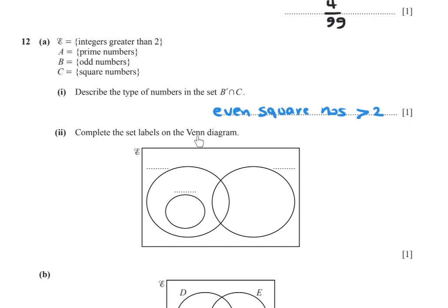Complete the set labels on the Venn diagram. So we need to know which one of them B, which one C, which is one A. So it's better to write the first elements from each set. The prime numbers greater than 2, which is 3, 5, 7, 11, and so on. The odd numbers greater than 2, so 3, 5, 7, 9, 11, and so on. The square numbers greater than 2, this means 4, 9, 16, 25, and so on.